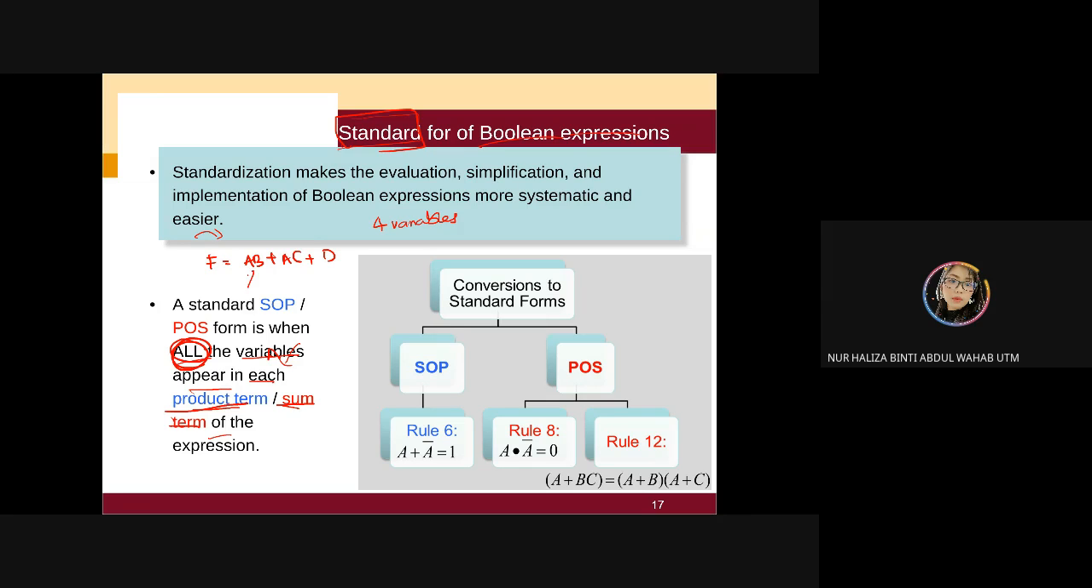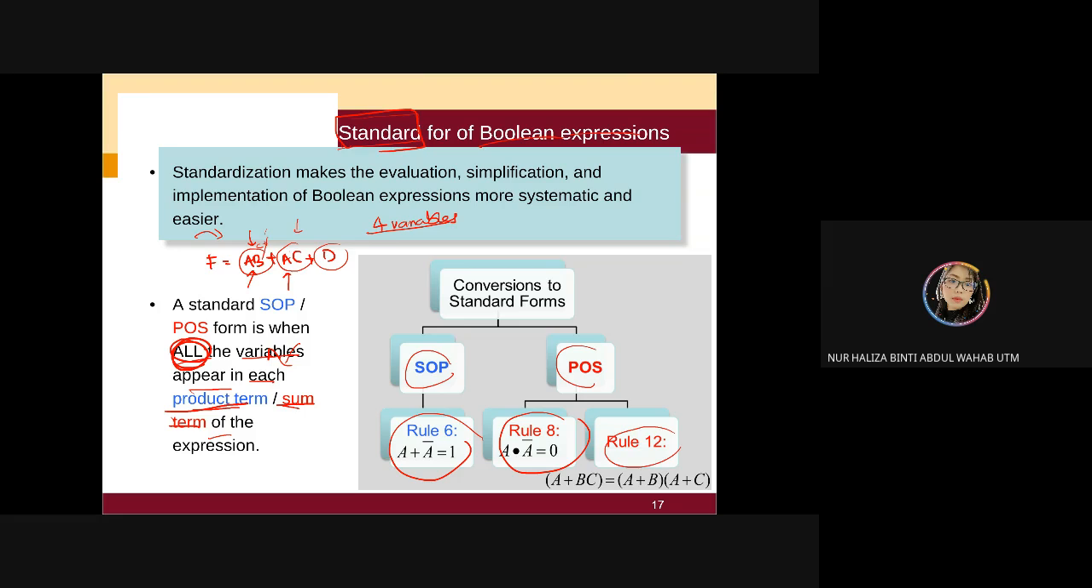Maksudnya, dalam setiap, this one is a product term, kan? This one is a product term. In your product term, you need to have all variables. Kalau you ada 4, then you need to have C and D also dalam ni. Dalam ni pun you need to have C and D, A, B, C, D. Dalam ni you're going to have also A, B, C, D. So how can you do it? You're going to apply rules number 6, number 8, and also number 12 in your step.